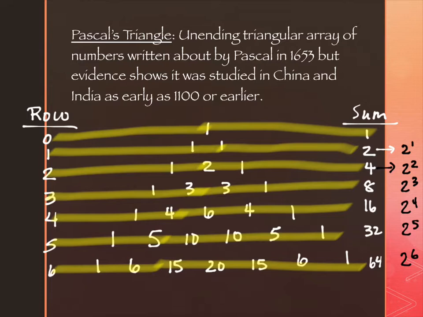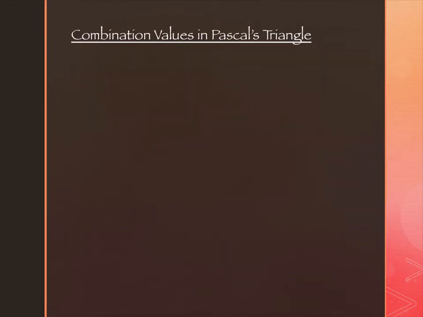Okay, are you ready to see what the connection is to what we've been doing? Absolutely, right, Quentin? Of course, what's going on here? Okay, so all of the values inside Pascal's triangle are combination values. How interesting. So let me show you what I mean.